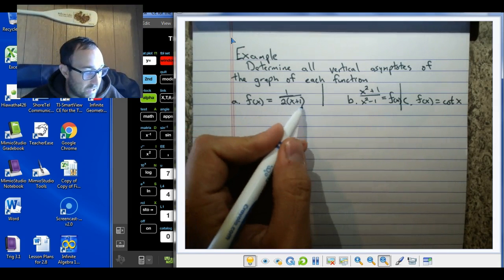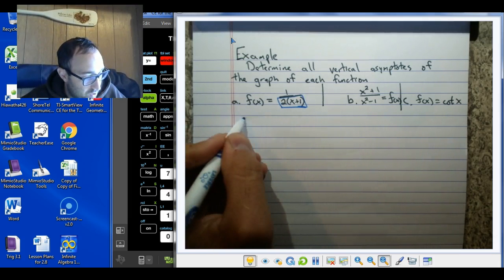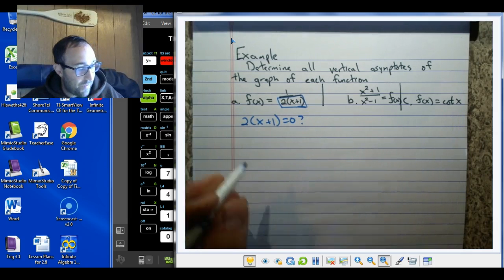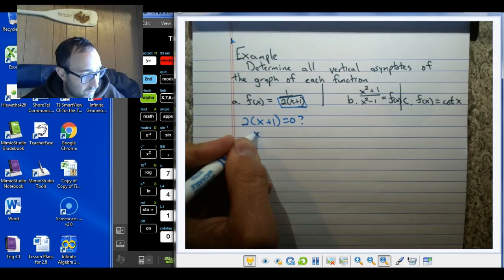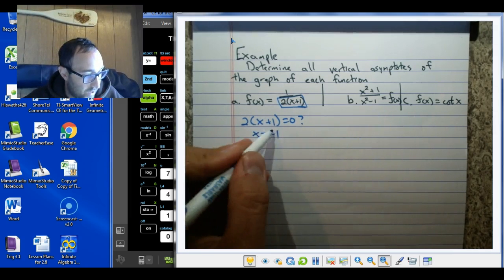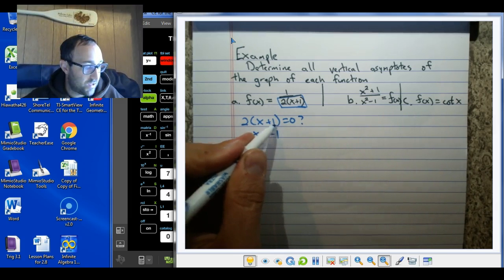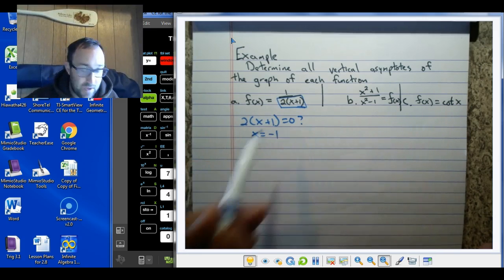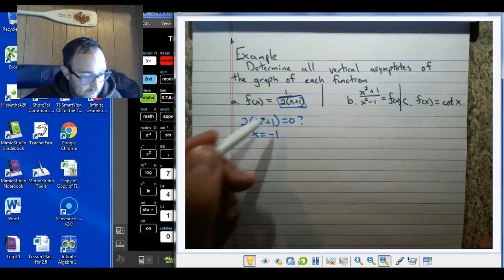I want to know when the denominator is going to equal 0. So when does 2(x + 1) equal 0? That's when x equals negative 1. If I plug in negative 1, plus 1 is 0, times 2 is still 0. That's really all we're doing, trying to figure out when the denominator is going to be 0. That's a nice easy one.